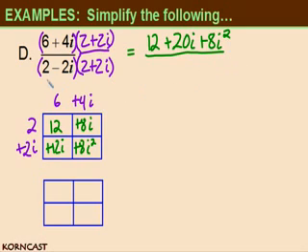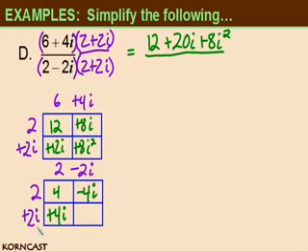Now the product of the complex numbers in my denominator. 2 minus 2i times 2 plus 2i. 2 times 2 is 4. 2 times negative 2i is a negative 4i. 2i times 2 is a positive 4i. And 2i times negative 2i is going to give me a negative 4i squared. And so the product of the two complex numbers in my denominator is going to give me a 4.